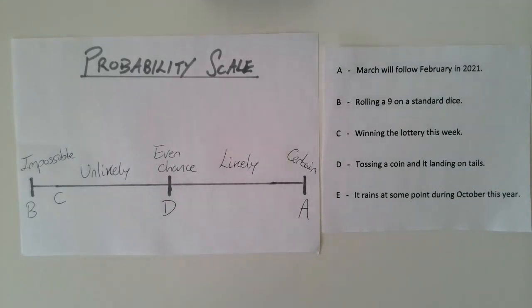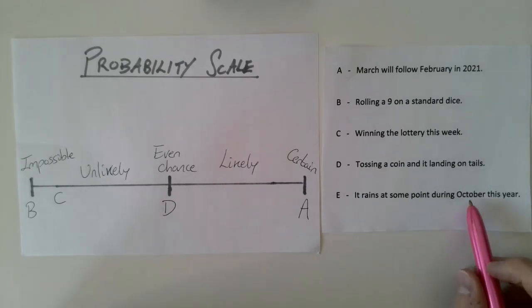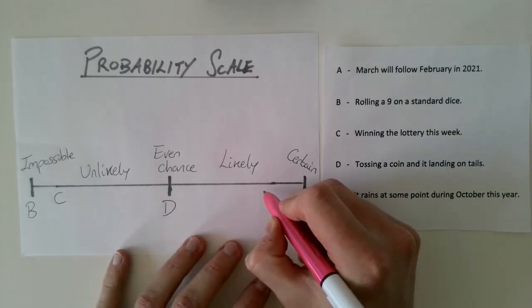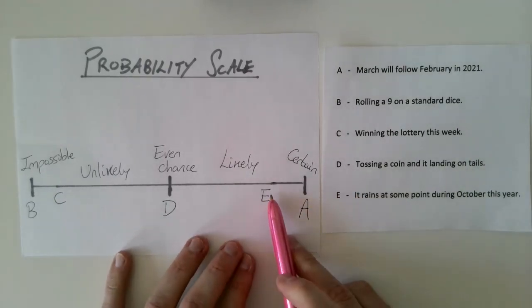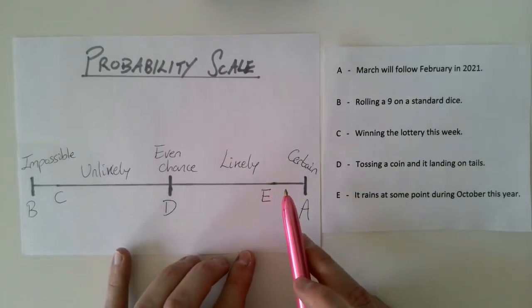And finally, event E is that it rains at some point during October this year. Now, it is very, very likely that during the whole month of October, which is in the autumn, there will be rain at some point. Now, it's not definitely going to happen, so it's not a certain event. We might get really, really fortunate and have zero rain during October, but it is very, very likely. So event E is going to be at this end of the probability scale.